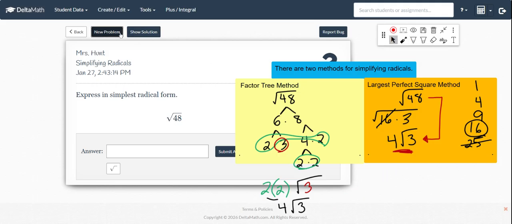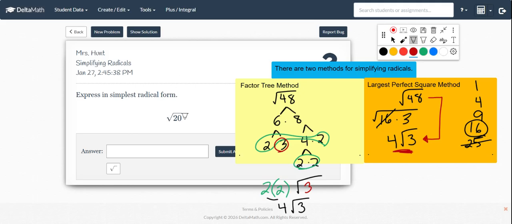Pause the video and try to do, I would say this one, but that's a perfect square, and the principal root of that is 8. 8 times 8 is 64. Sometimes you don't have to break them down. Pause the video and try this one.